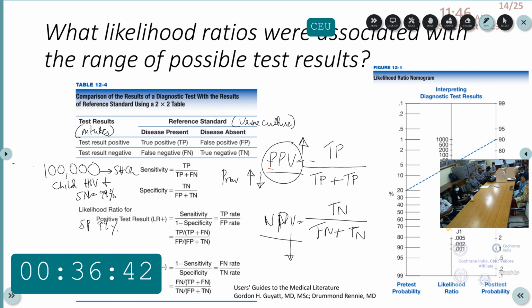I'll give you all 1 minute. You can use a pen and paper. You can think and tell me the answer. This is what you get in real life. You know that the test is positive. Does the child have HIV?